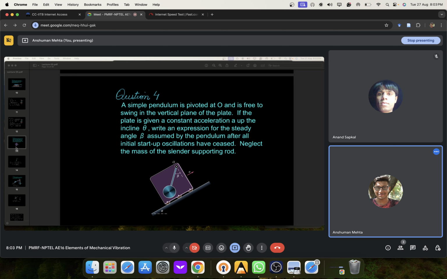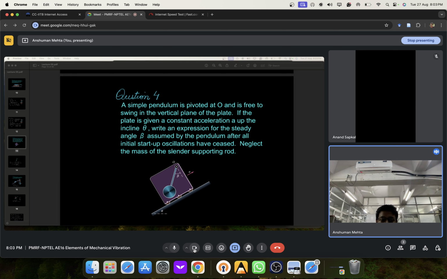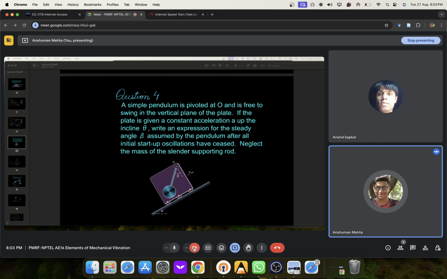Okay, let's continue. So in the next question, we have a simple pendulum which is pivoted at O, and it is free to swing in the vertical plane of the plate. Now, if the plate is given a constant acceleration A up the incline theta, write the expression for the steady angle beta which is assumed by the pendulum after all initial startup oscillations have ceased. Now we have to neglect the mass of the cylinder supporting rod.